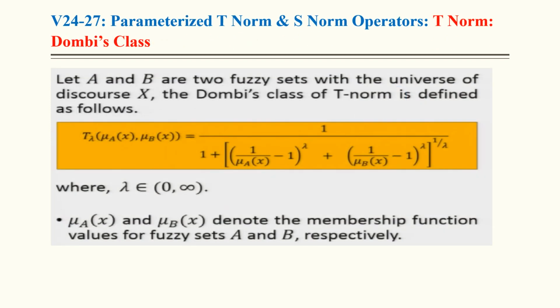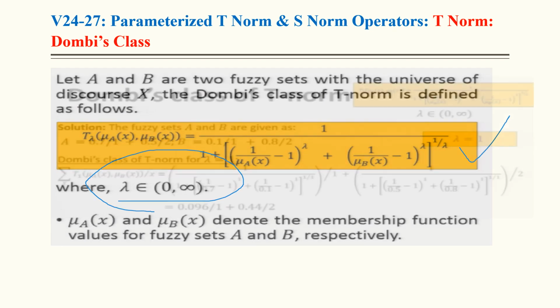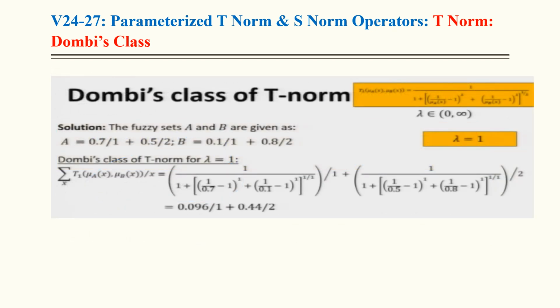So T-norms, and first I will discuss the Dombi class. So directly take care about this formula: 1 upon 1 plus this one, and lambda belongs to this particular range, right? When we calculate it will become very complex for calculation purposes, that's why it will not be asked as per my perception. But if you have the power to cram, you can just go ahead. The fuzzy sets A and B are given as this: Dombi class of T-norm for lambda equal to 1. So put the value of lambda and evaluate all these things.